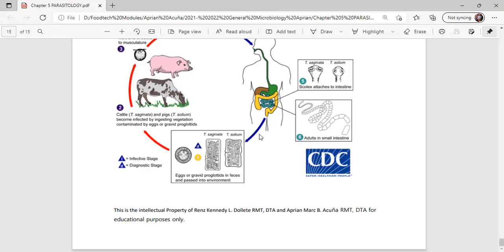So, the main point of our module here is that as a food technologist, you need to ensure that your foods are well cooked, not contaminated with stool, and that proper hygiene is observed when preparing your food.